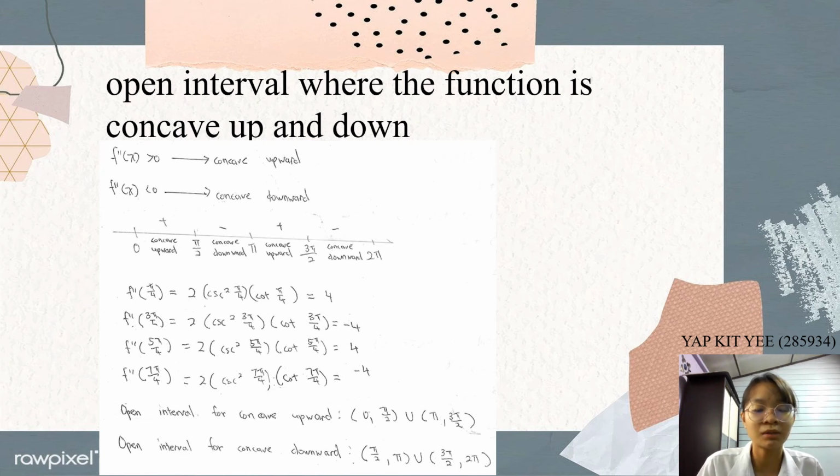3 pi over 4 is located between pi over 2 and pi. The answer that we get is negative 4. So the concavity between pi over 2 and pi is concave downward. 5 pi over 4 is located between pi and 3 pi over 2. The value that we get is 4, so it is concave upward. 7 pi over 4 is located between 3 pi over 2 and 2 pi. The answer that we get is negative 4. So the concavity between 3 pi over 2 and 2 pi is concave downward. As a result, the open interval for concave upward is (0, pi over 2) union (pi, 3 pi over 2). The open interval for concave downward is (pi over 2, pi) union (3 pi over 2, 2 pi).